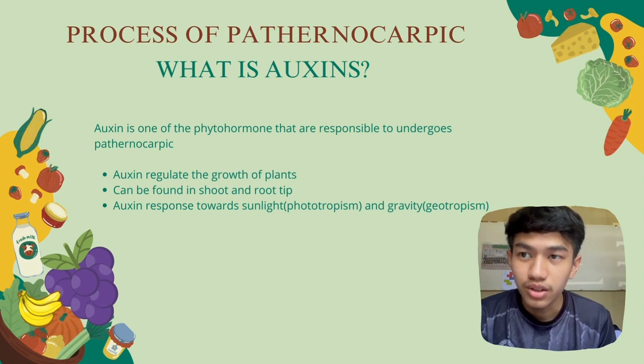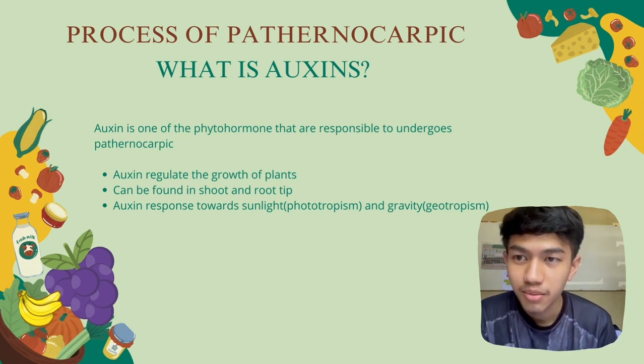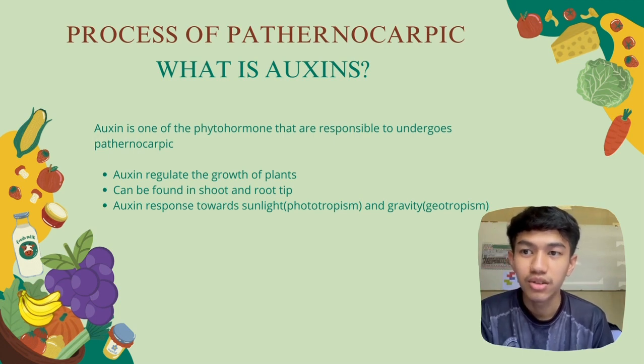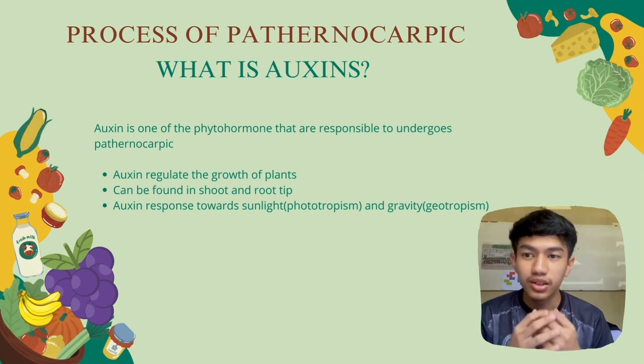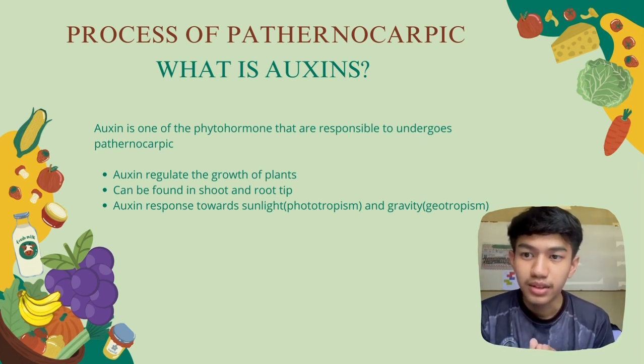Auxins also regulate the direction of plant growth, known as phototropism, by promoting the growth of cells on the shaded side of a plant stem. Additionally, auxins are involved in the regulation of bud formation, fruit development, and seed germination. The balance and distribution of auxin in a plant are tightly regulated by various factors including light, gravity, and touch.